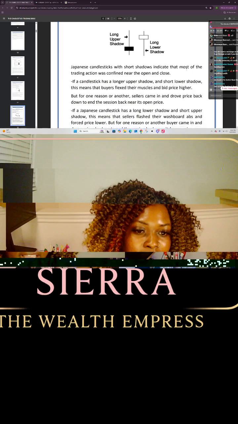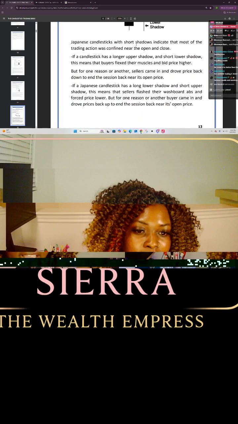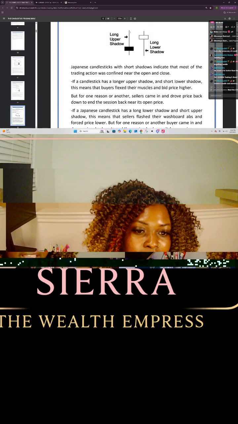All right, Japanese candlesticks with short shadows indicate that most of the trading action was confirmed near the open and close. If a candlestick has a longer upper shadow and a short lower shadow, this means that buyers flex their muscles and bid price higher. Okay, so this is just talking about the wick.